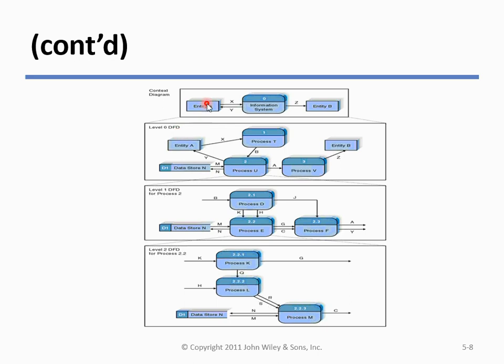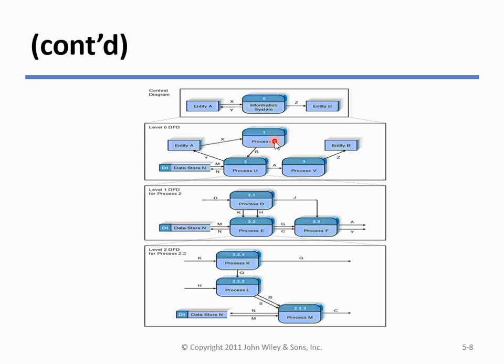Now what's important is it's called leveling. Entity A, entity B both appear. Entity A consumes a Z. That needs to be at level 1. Entity A provides an X, consumes a Y. But what the level 1 does is break down into pieces how that happens.